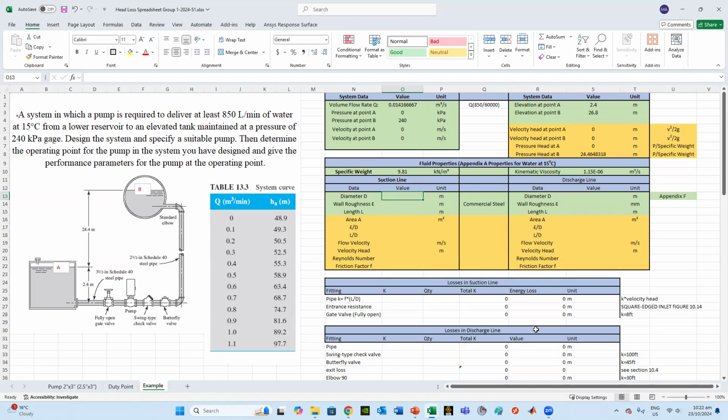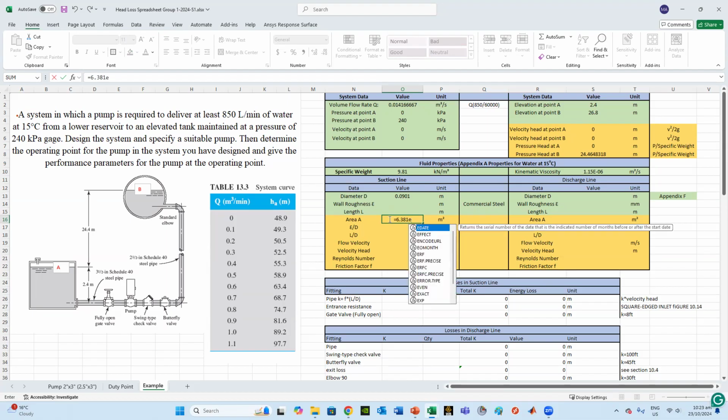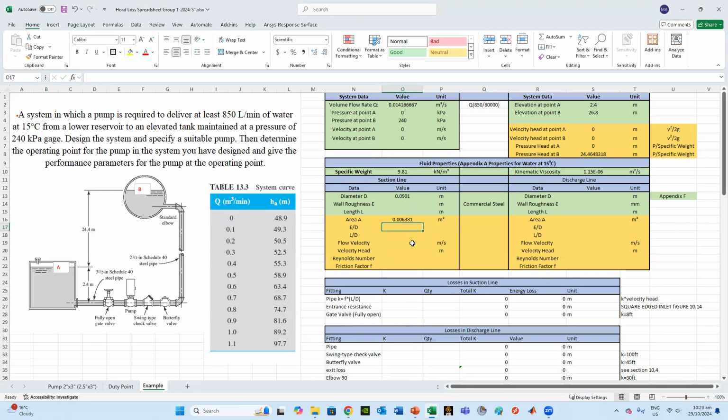So 90.1, it would be equals 90.1 divided by 1000. So I'm converting it from millimeters from the textbook. Now, the other thing I need to take for the 3.5 inch is the area, 6.381 E minus 3. Otherwise, it will not be negative. All right, so that is the area for the suction line.